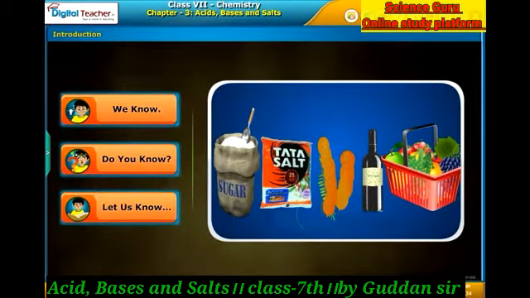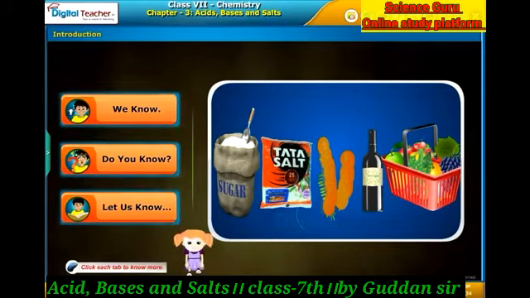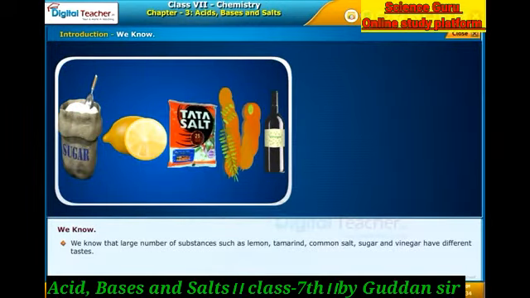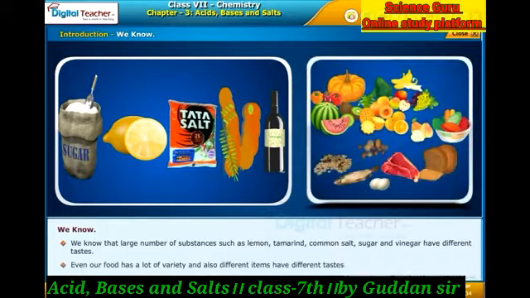Introduction. Before entering into the chapter, follow the instructions shown on the screen. Click each tab to know more. We know that a large number of substances such as lemon, tamarind, common salt, sugar, and vinegar have different tastes. Even our food has a lot of variety, and different items have different tastes.